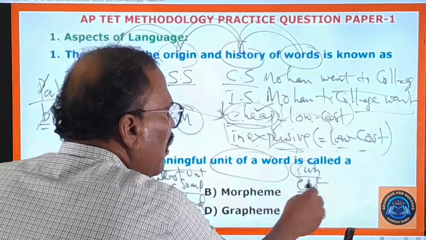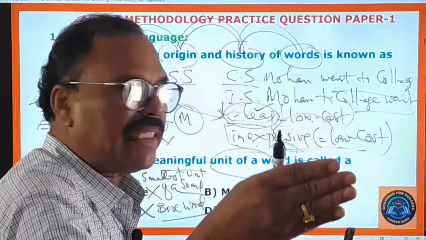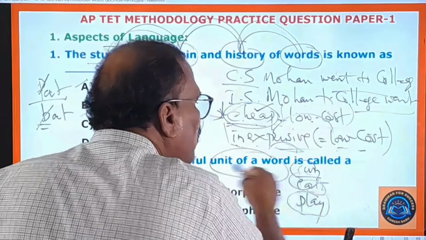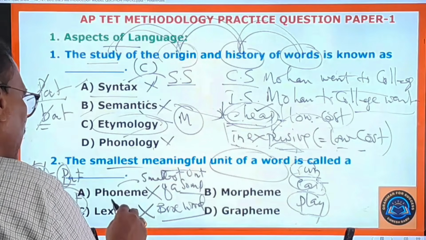From run, what is happening? Running, ran, run. And from eat, eating, ate, eaten. And play, playing, played. So these are called the base words, root words. Every root word or base word is called a lexeme.